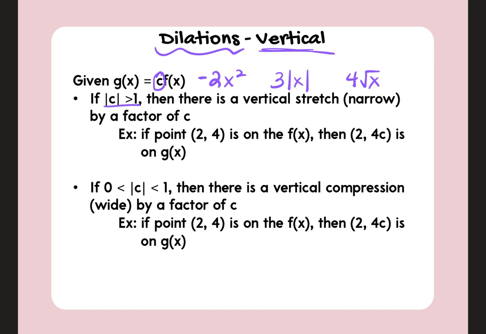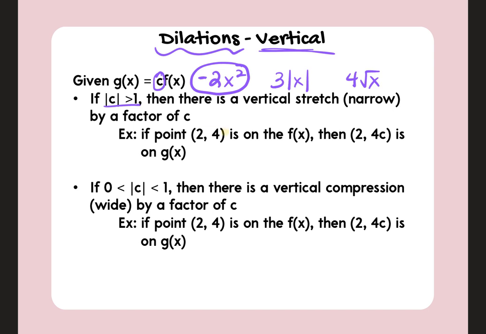It flips it. It's a reflection. So those are two separate parts. The negative is one thing. The number is the other. If the number is bigger than 1, then it stretches it by that factor. So if I said, what's the factor of the stretch here? I would say that is a vertical dilation by a factor of 2. Or a vertical stretch by a factor of 2.